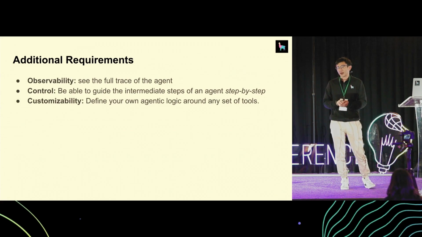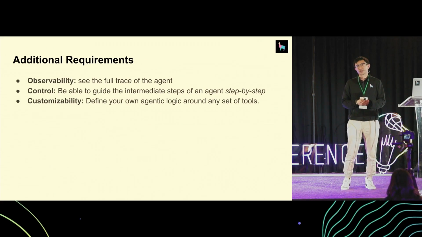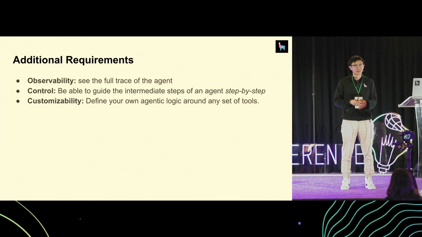Control, you want to be able to actually guide the intermediate steps of an agent step by step. So if you ever played around with the first iteration of AutoGPT, you can give some initial human feedback as the agent is doing stuff. And ideally, you take that to the next level where you work with the agent in an assisted manner to complete a task together. And of course, customizability. All these paradigms right now are just research papers. And so I highly encourage all of you to try to implement your own thing, right?